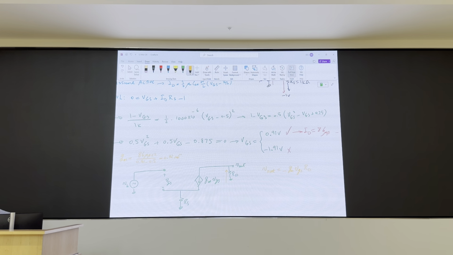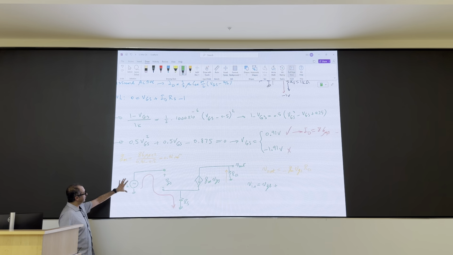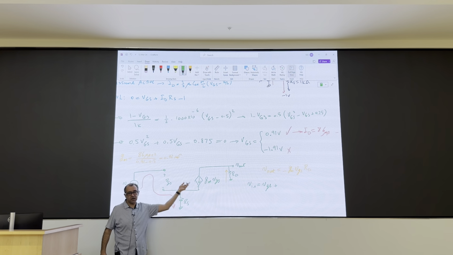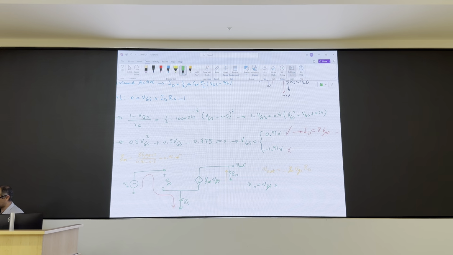KVL. KVL back. V in to RS. The current through this one is 0, but it's okay, you can go across the open circuit. You can write KVL back. Okay, so V in is this voltage plus this voltage. What is this voltage? GM VGS RS, same as ID RS, right? Same current, same as before.